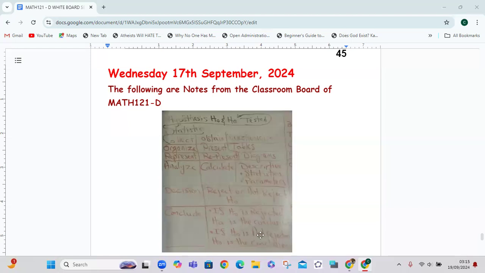And that summarizes the usefulness and the structure of the statistical process.